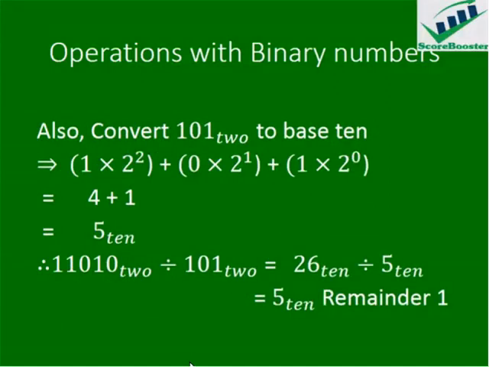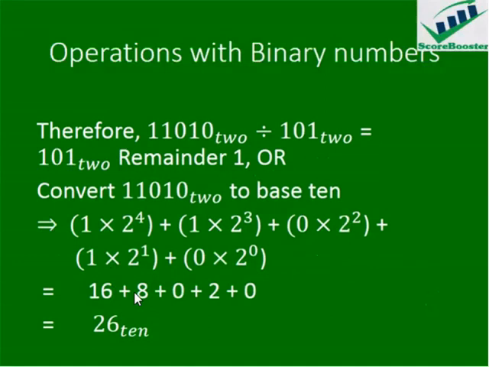So now we add the numbers together. 16 plus 8 is 24, 24 plus 0 is 24, 24 plus 2 is 26, and 26 plus 0 will give 26 base 10. You know, we converted to base 10.